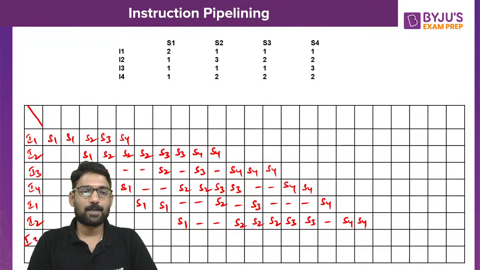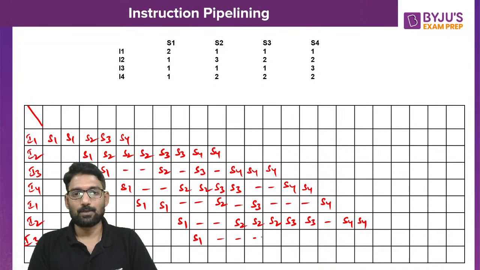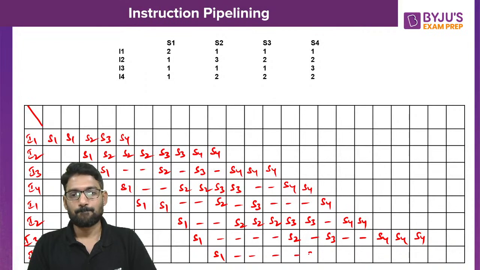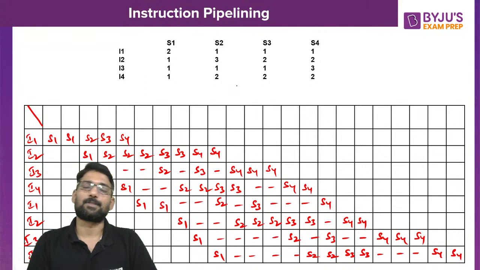And instruction I3: S1 1 clock cycle, S2 1 clock cycle, S3 1 clock cycle and S4 3 clock cycles. And finally instruction I4: S1 1 clock cycle, S2 2 clock cycles, S3 2 clock cycles and S4 2 clock cycles.